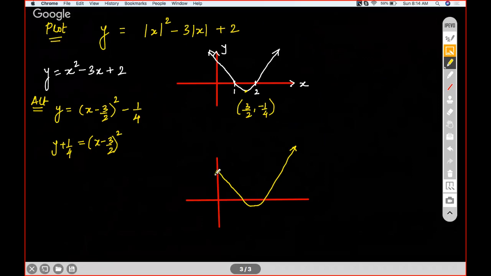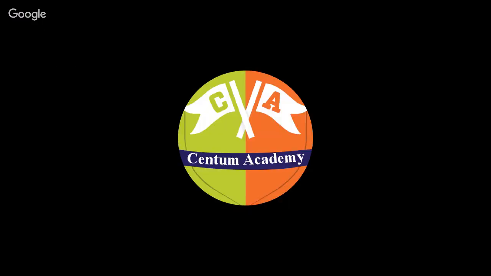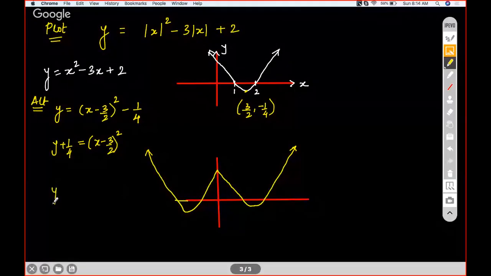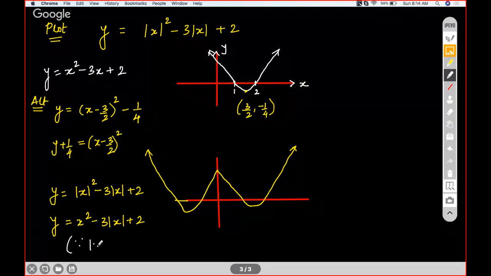And then what we do is we simply reflect it. So this would be the graph we do: mod of x square minus 3 mod x plus 2. Now actually it's stupidity to write mod of x square, because mod of x square and x square would be the same. So even if you try to plot this, your result would not change, right? This is because mod x square and x square are the same things.